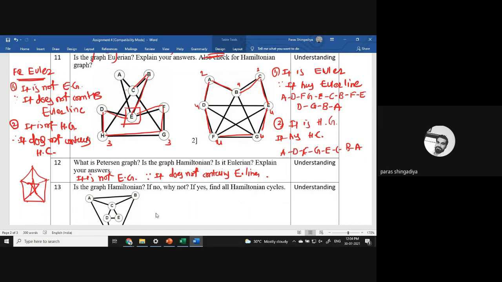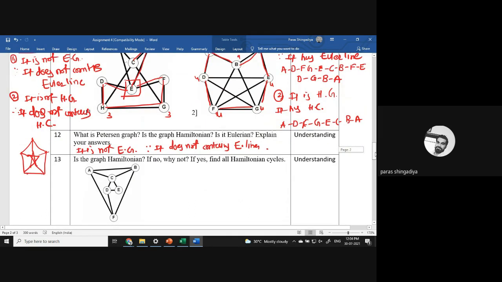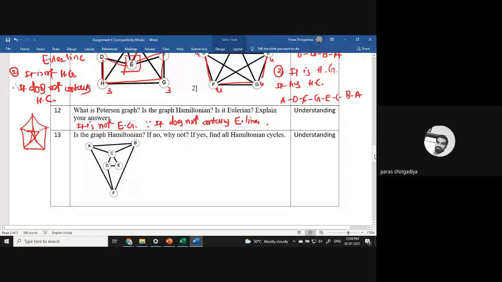Now try the last one, question number 13. First verify whether it is Hamiltonian or not. Write a conclusion. Here I would have to mention all the Hamiltonian cycles, but that is not suitable for this one. There are lots of Hamiltonian cycles we have. So in place of all, find five different Hamiltonian cycles.